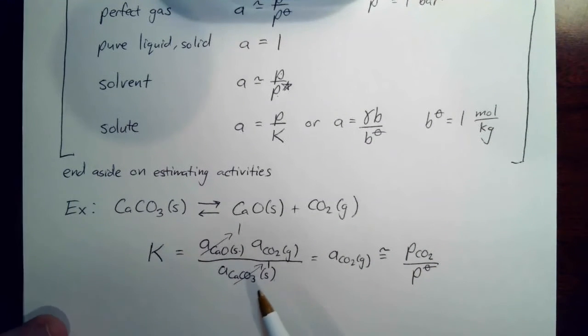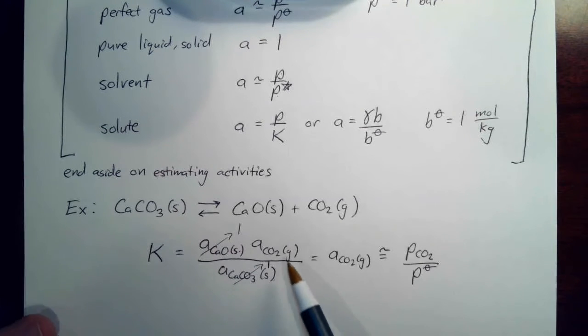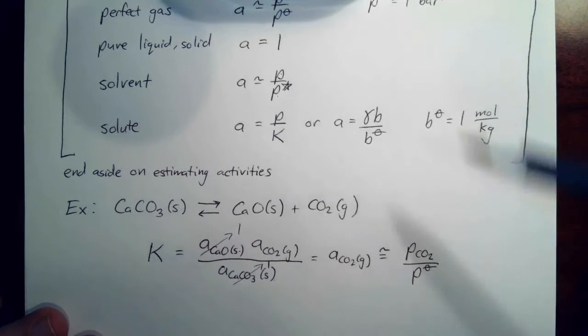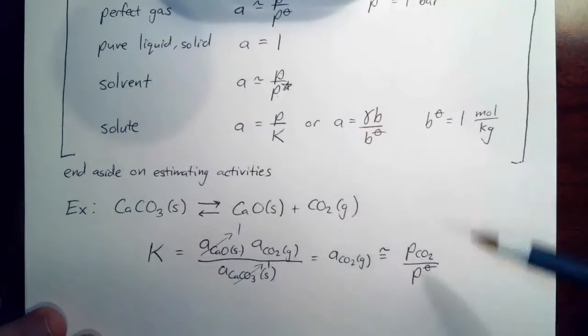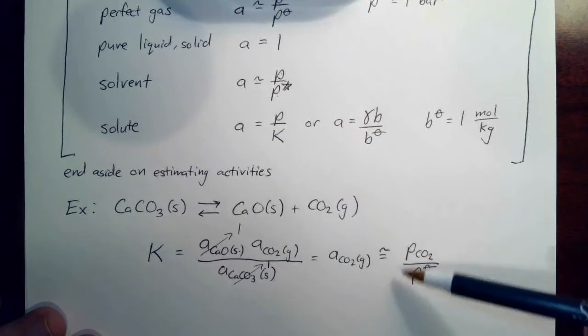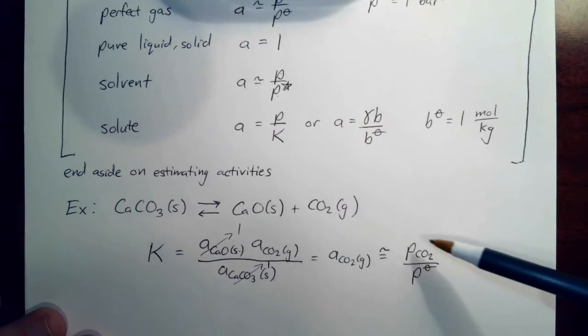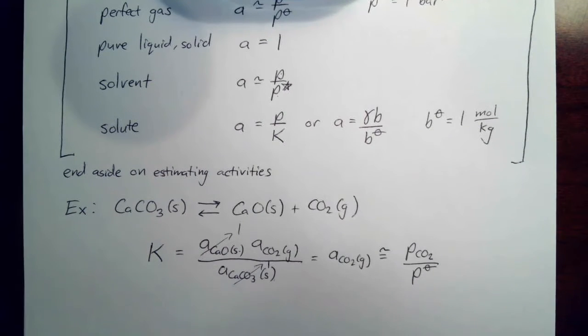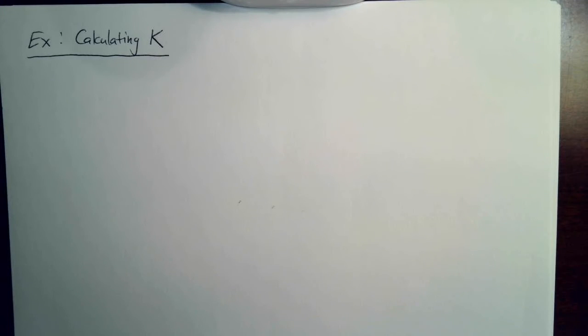So while we may not always know the values of these activities at some point during a reaction or during equilibrium, we can approximate them. We can estimate them in terms of quantities that would be easier to measure in a laboratory. Okay, so now finally I'm going to do an example of calculating K.